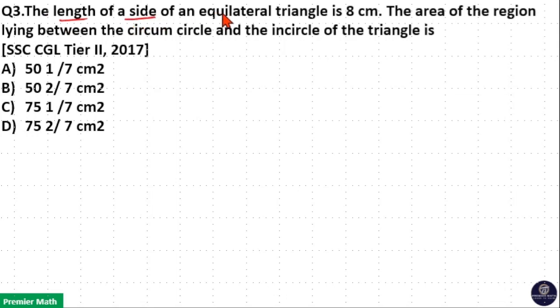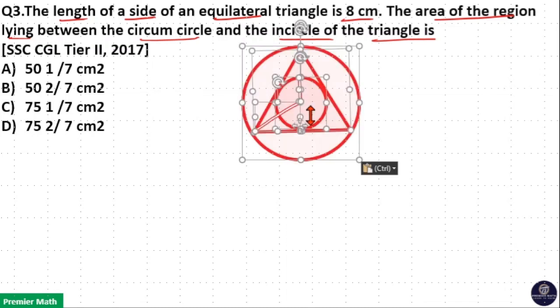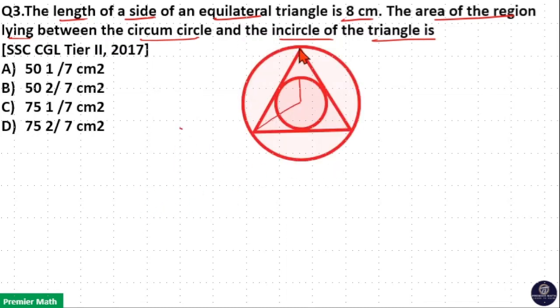The length of a side of an equilateral triangle is 8 centimeter. The area of the region lying between the circumcircle and the inner circle of the triangle is. Here the diagram is, this is the equilateral triangle and the inner circle radius is small letter r and the outer circle, that is circumcircle, radius is capital letter R. And here the equilateral triangle side is A. If I consider it as A, here A is equal to 8 centimeter.